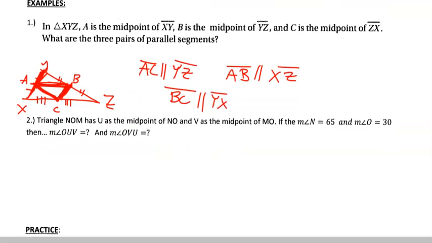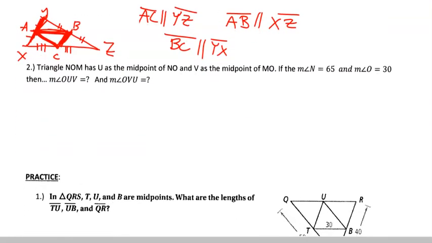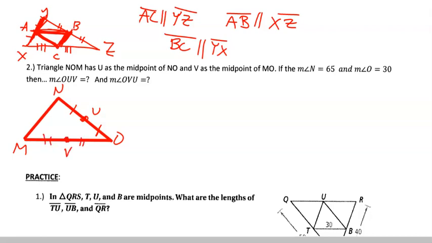If we go ahead and look at this, it says triangle NOM. Make a triangle. NOM has U as a midpoint of NO, and V as a midpoint of MO. So that's that midsegment.